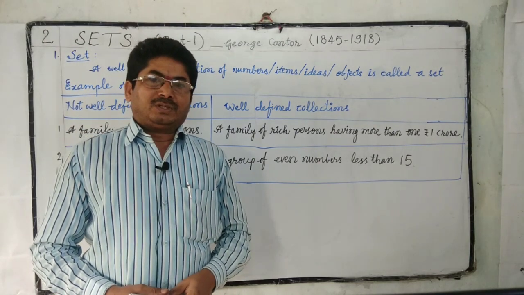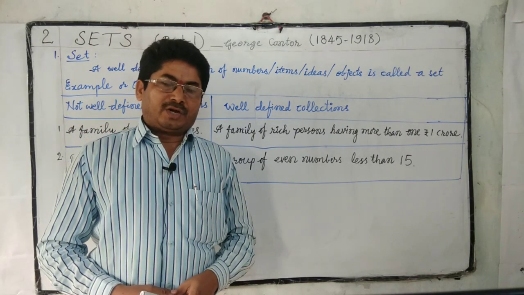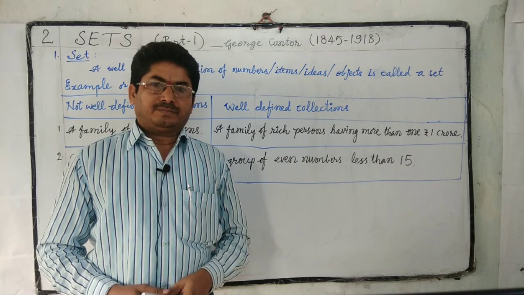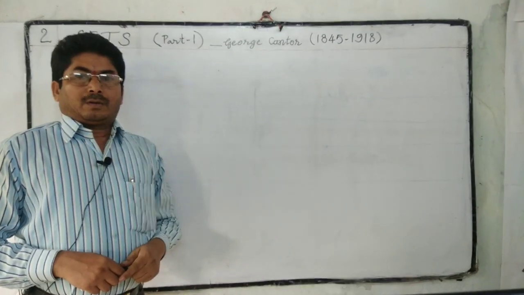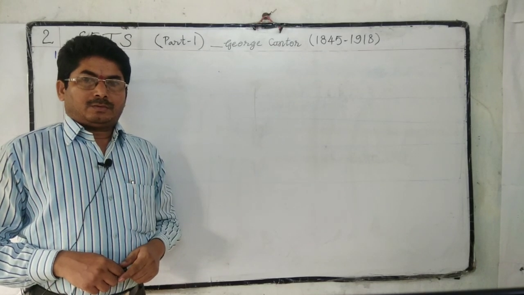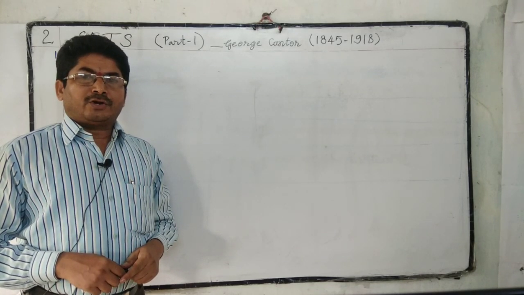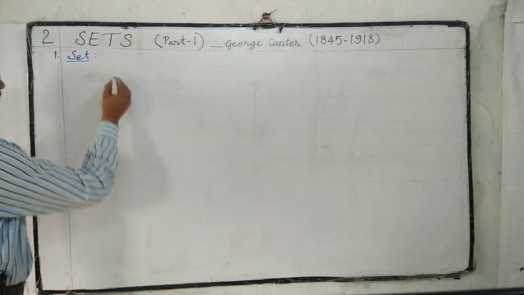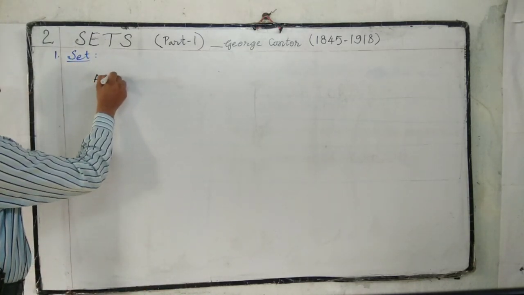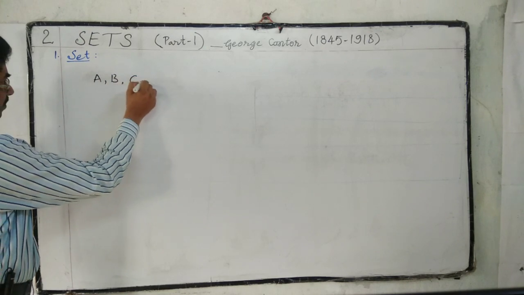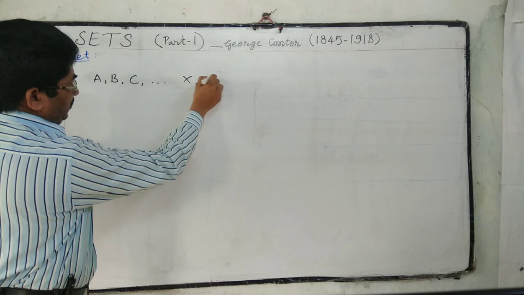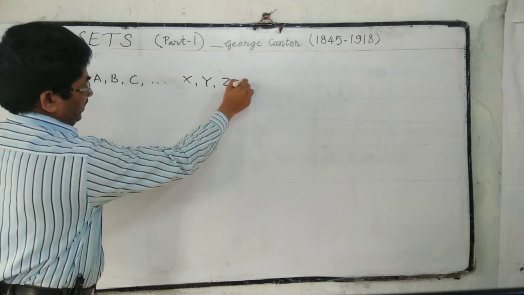Generally, sets are denoted by capital letters like A, B, C, X, Y, Z, etc.